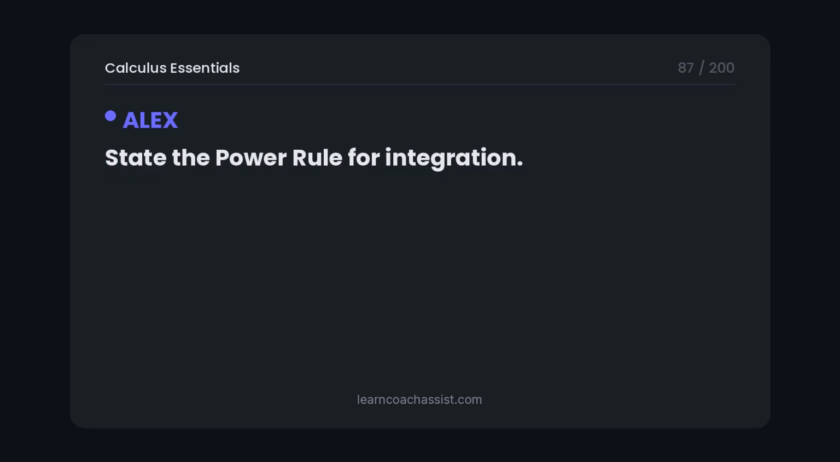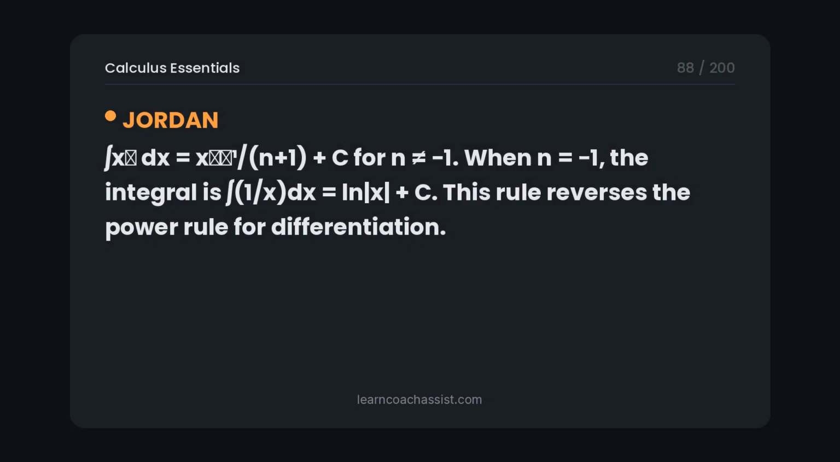State the power rule for integration. The integral of x^n dx equals x^(n+1)/(n+1) plus C for n not equal to -1. When n equals -1, the integral of 1/x dx equals ln|x| plus C. This rule reverses the power rule for differentiation.